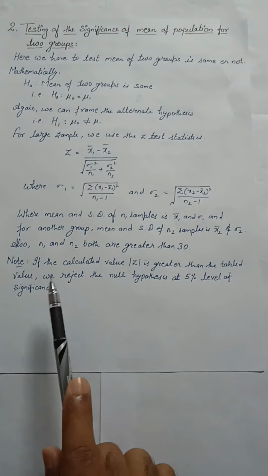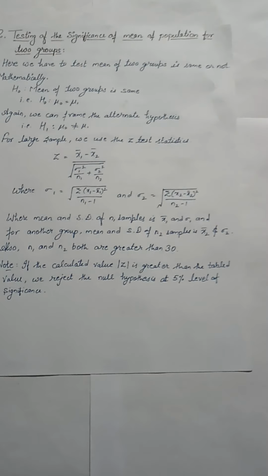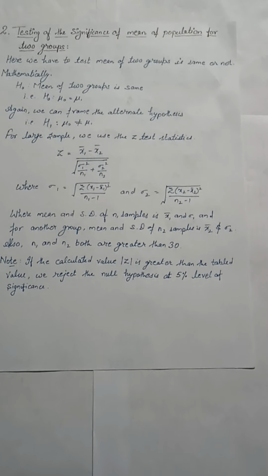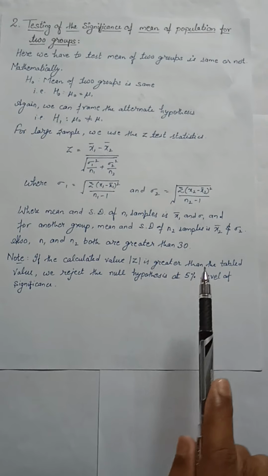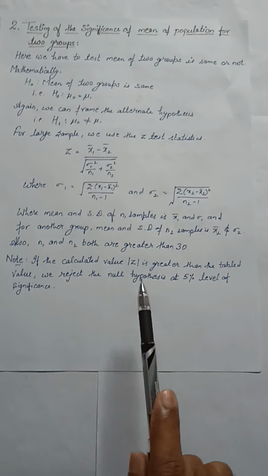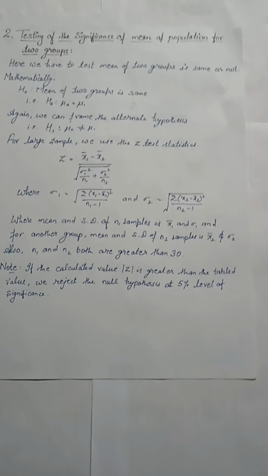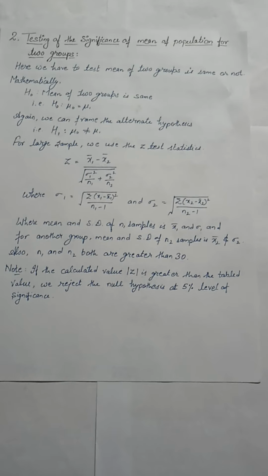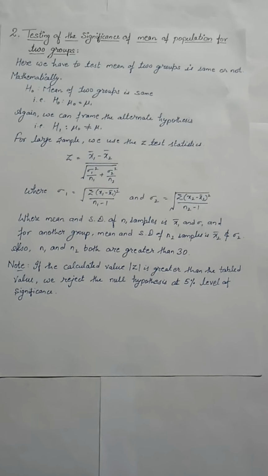And we have to note this point that if the calculated value modulus of Z, means you have to just consider the positive value if it is negative, is greater than the tabled value, then we will reject the null hypothesis at 5% level of significance. We will only accept the null hypothesis if it is smaller than the tabled value. That was 1.96, we have seen in the previous video.